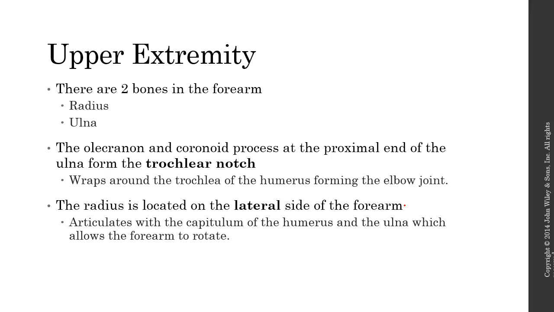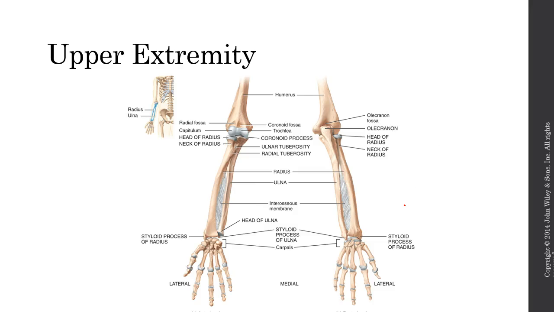Next we have the forearm made of two bones, the radius and ulna. The radius is the lateral bone of the forearm. The ulna is the medial bone. So proximally we have the head of the radius, again articulating with the capitulum of the humerus. And then at the proximal end of the ulna, we have the coronoid process on the anterior surface and the olecranon on the posterior surface. So if you flex your arm and feel the point of your elbow, that is the olecranon of the ulna.